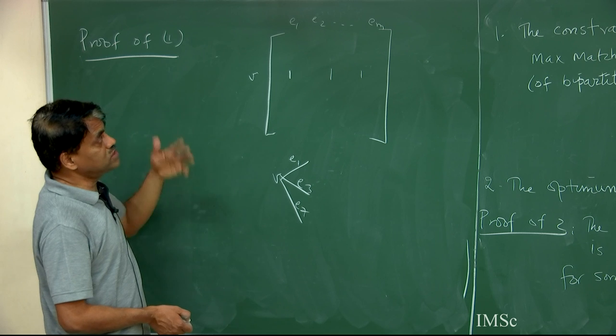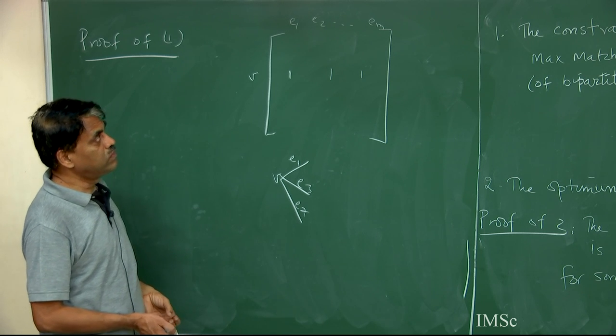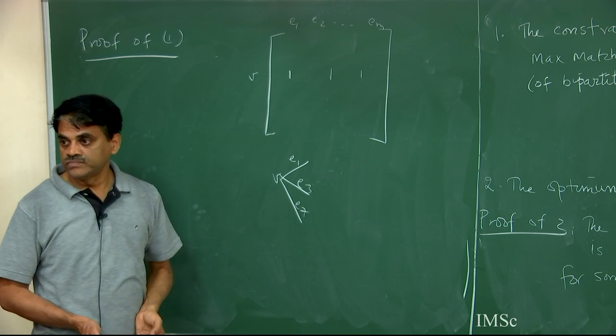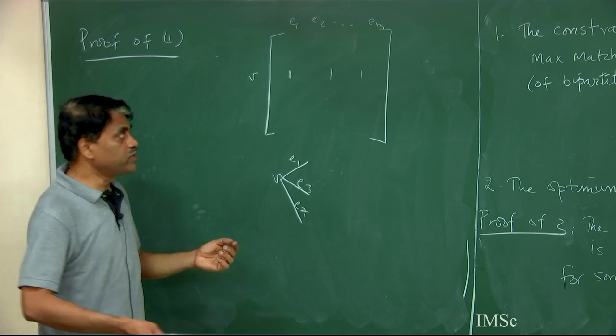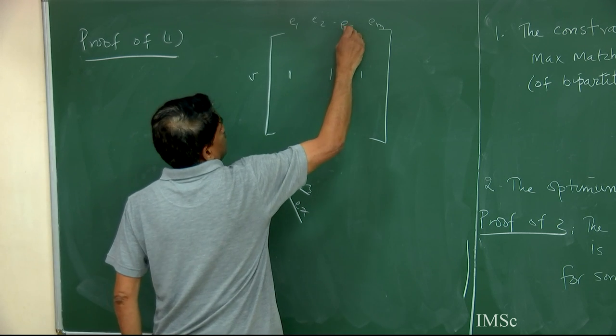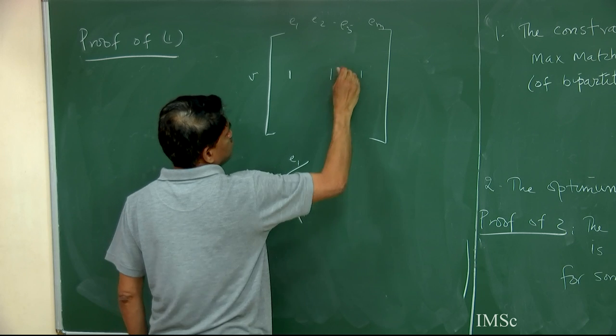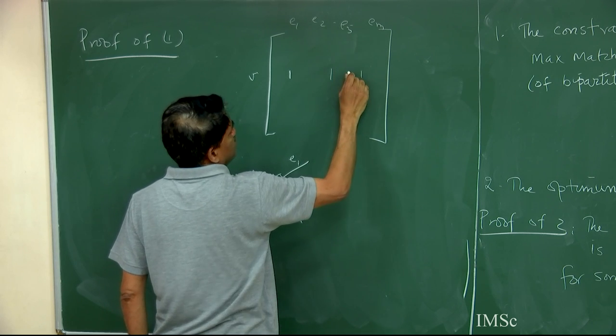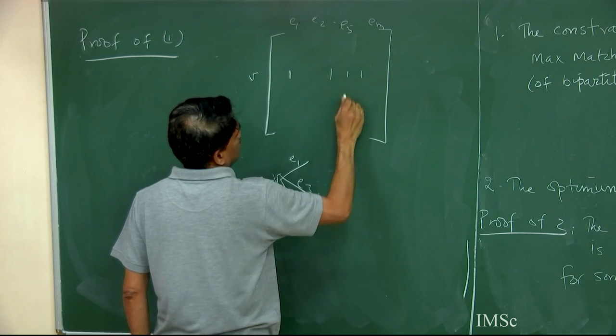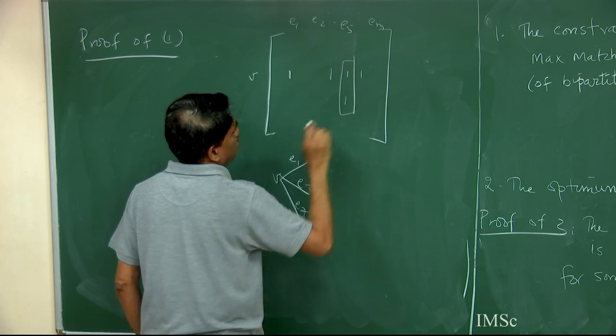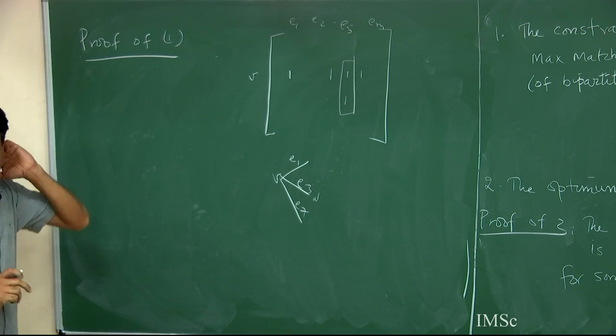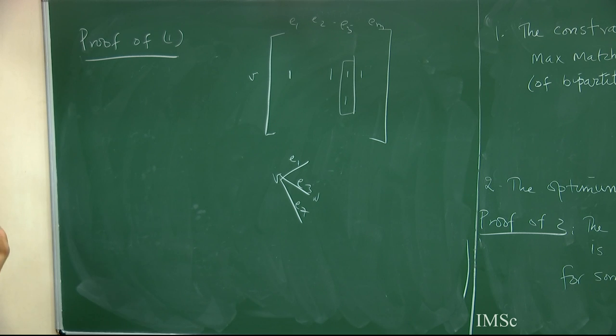So how many 1's are there in each column? Exactly 2, right? Because if you take this edge E3, suppose it's VW, then V will have a 1 and W will have a 1. Exactly two 1s in every column. That's all I need. And it is a bipartite graph, okay? So keep that in mind. It's a bipartite graph.